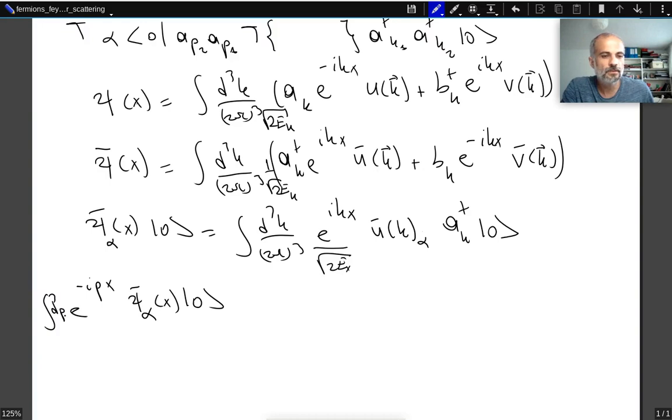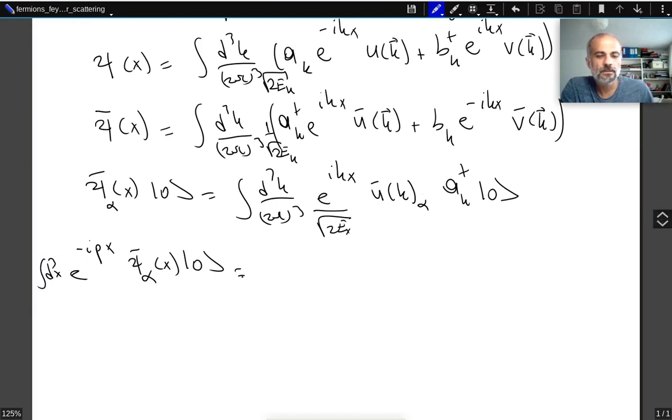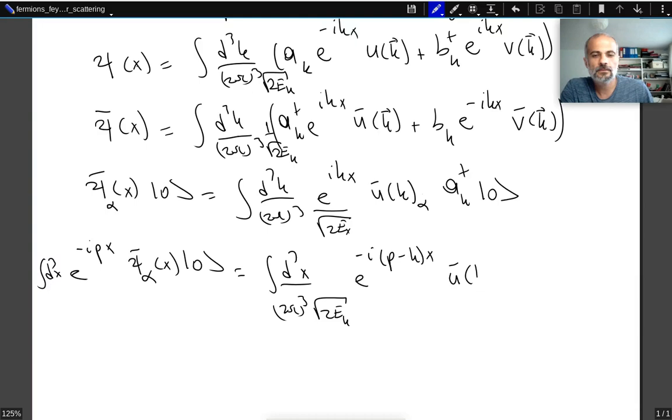Okay, d cubed p divided by 2 pi cube. No, d cubed x, sorry. d cubed x. This is equal to d cubed x over 2 pi cube, square root of 2Ek, e to the power minus i (p minus k) x, u bar of k alpha, a k dagger.